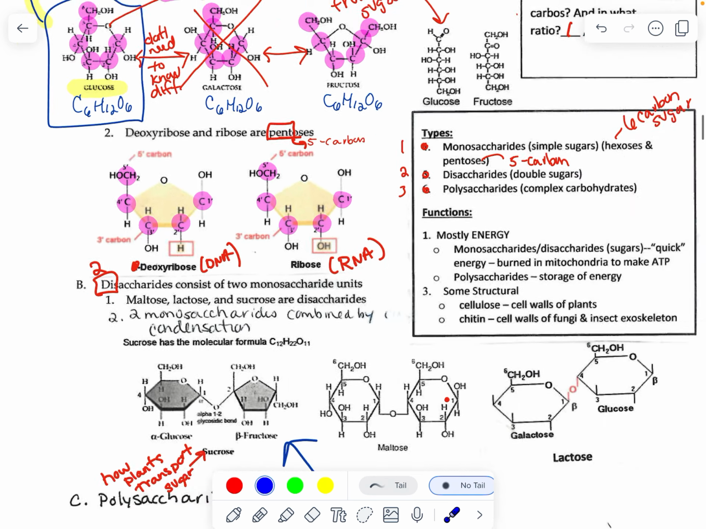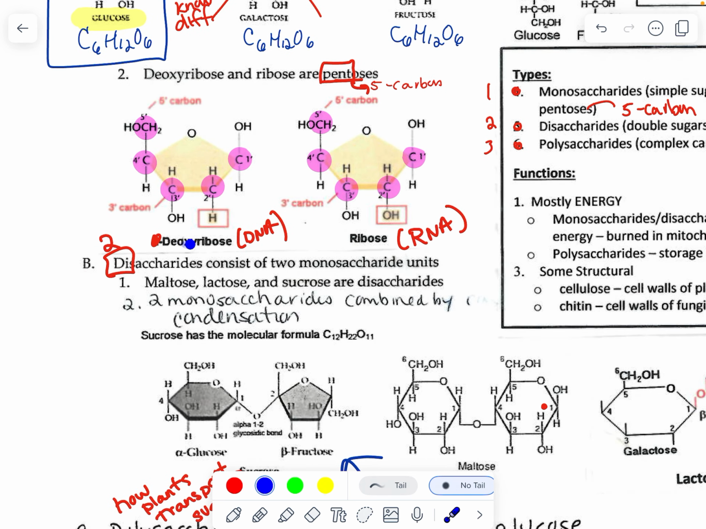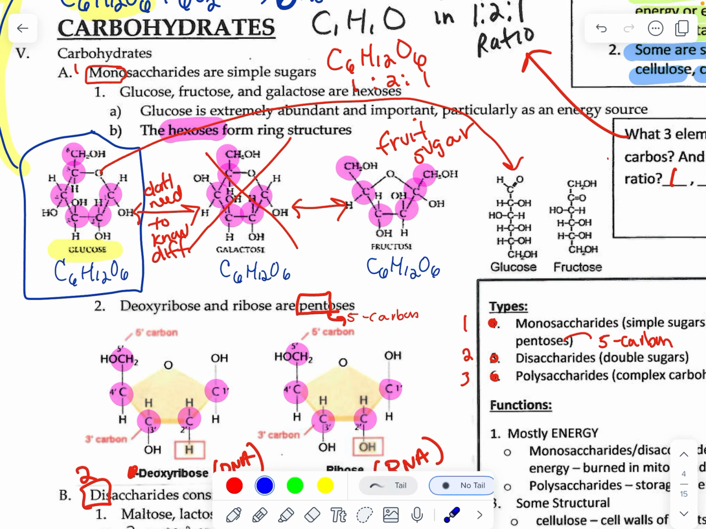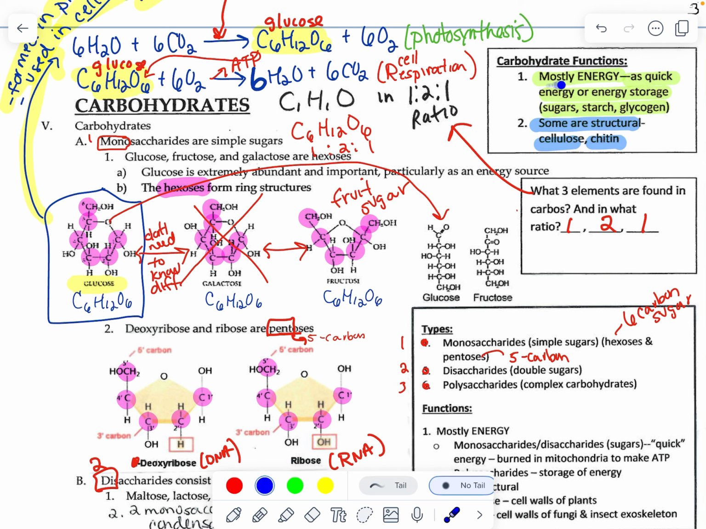All right, the pentoses then. Again, we're still under the monosaccharide category, but the pentoses are 5 carbon sugars, okay? Pentose, 5 carbon, and there's only 2: deoxyribose, which is the sugar in DNA, and ribose, which is the sugar found in RNA. So these are not functioning as energy. Notice the function, carbohydrate functions: most of them function in energy, either quick energy or energy storage.